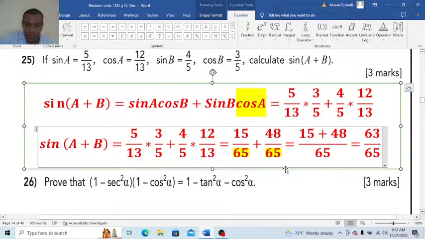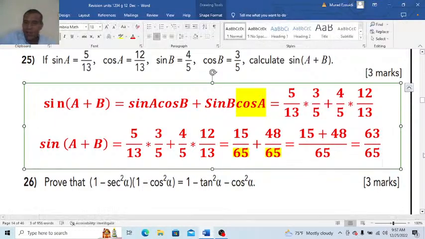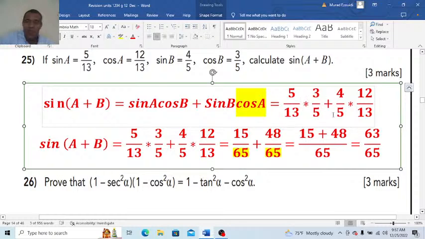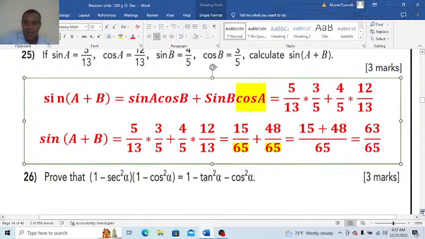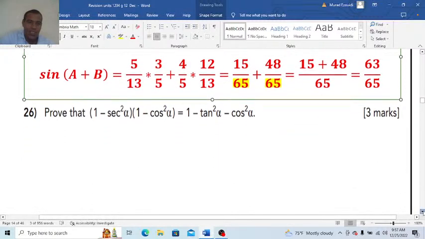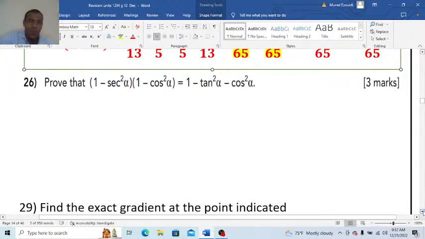Now move to the next part. So here we have this question is out of 3 marks, okay. It's a step, it's very important for you to figure out your answer, okay. Therefore, learners, I will go back to question 26. The question is dealing about proof the trig identities. Okay, prove that 1 minus sec square of alpha multiplied by 1 minus cosine square of alpha equal 1 minus tangent square minus cosine square.